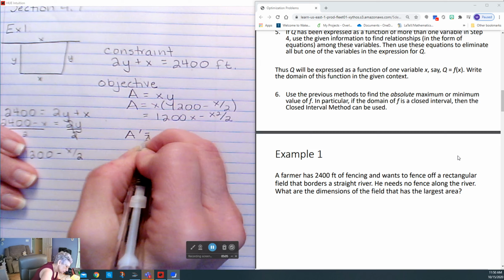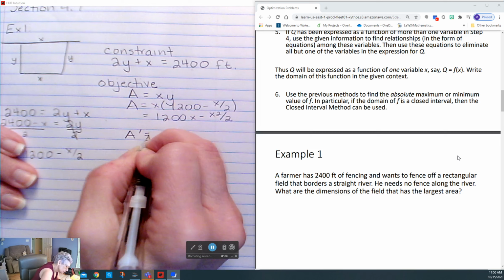Then we use the previous methods to find whether we have a max or a min. You can use the extreme value theorem, you can use the first derivative test or the second derivative test to see if you have a max or a min. So let's look at a simple example.